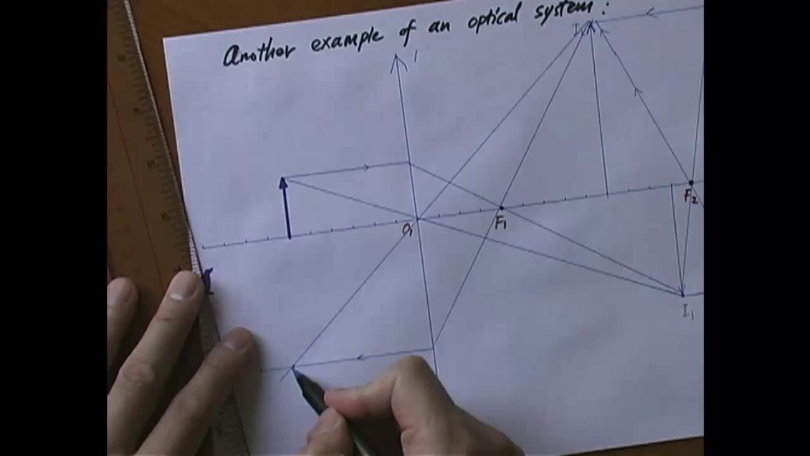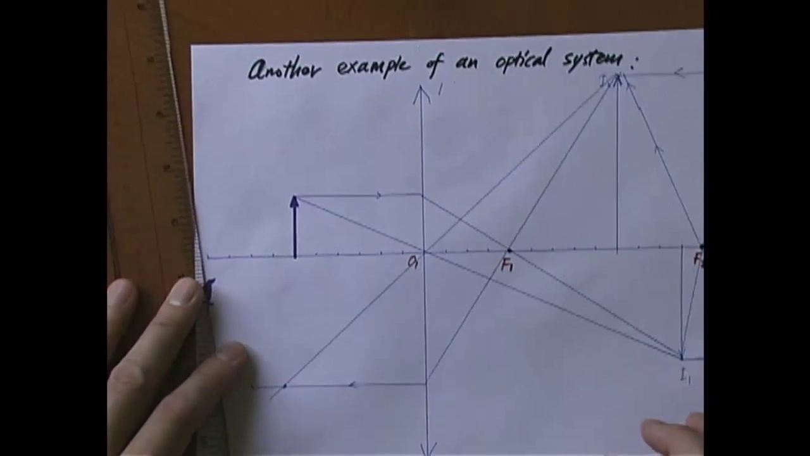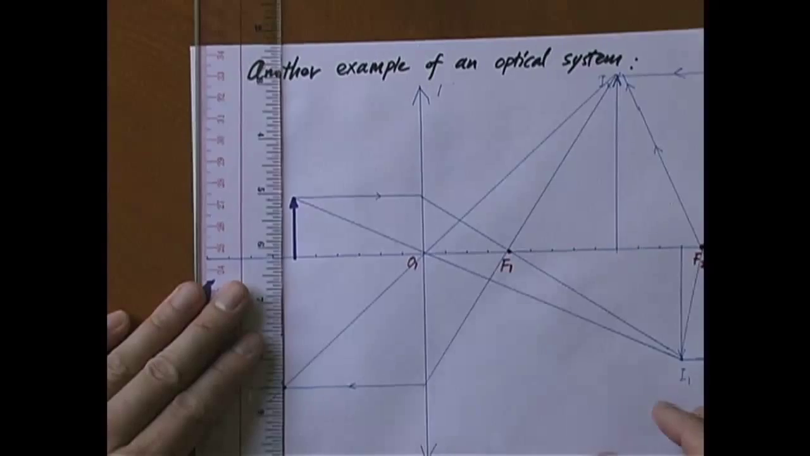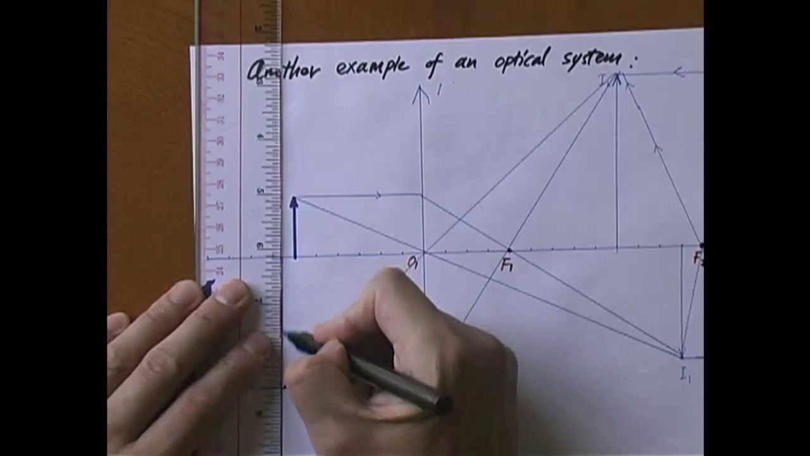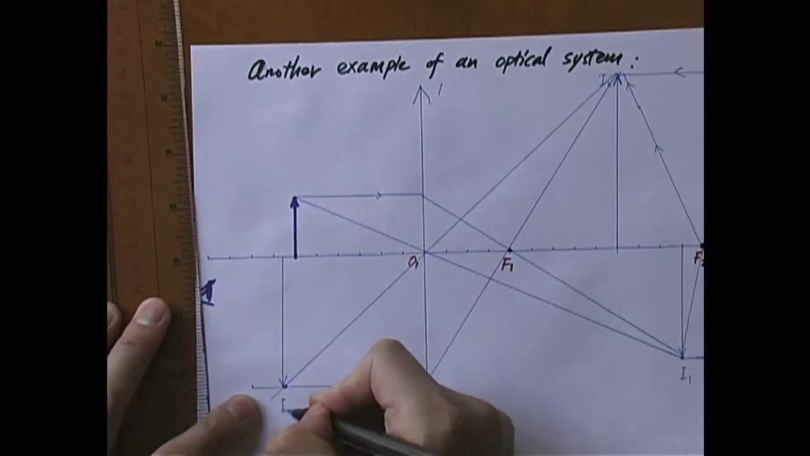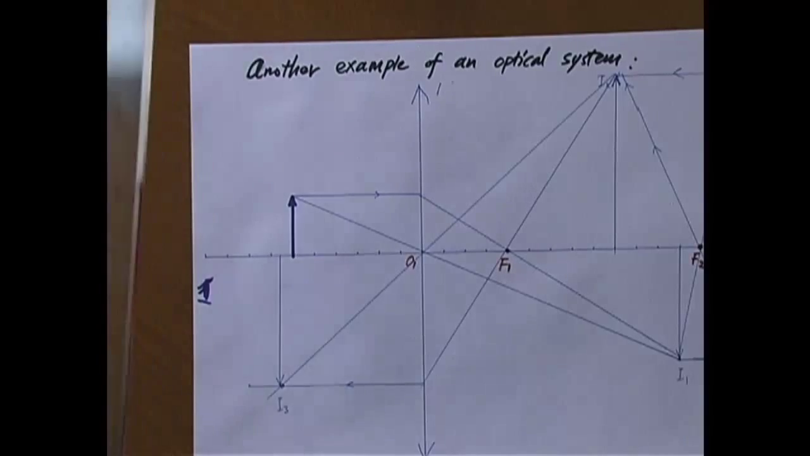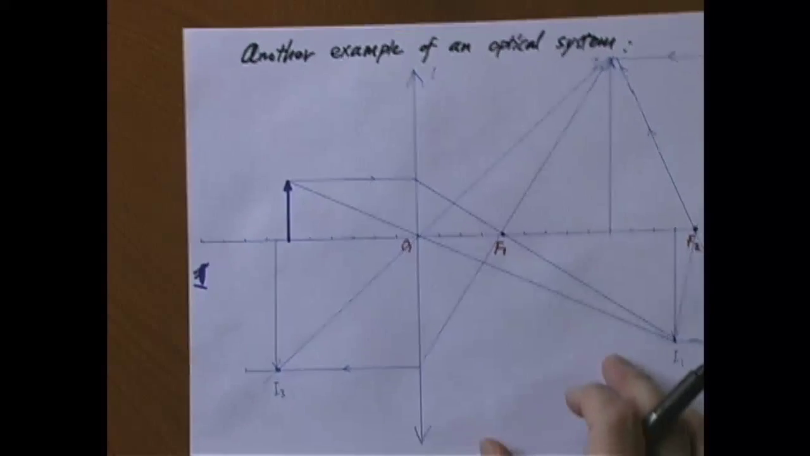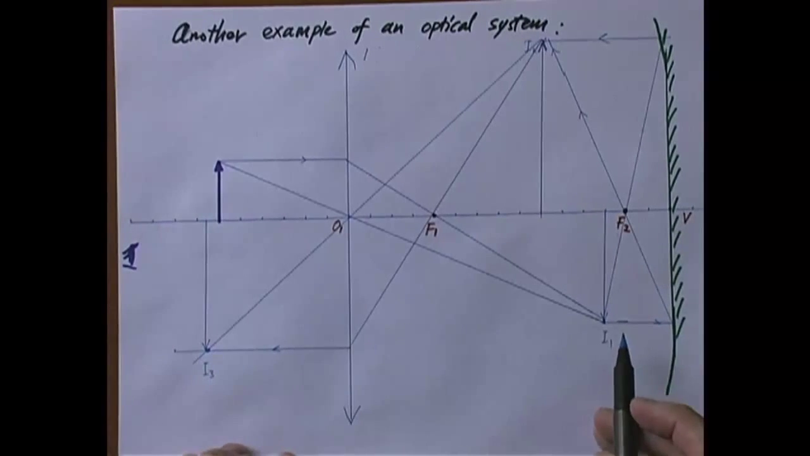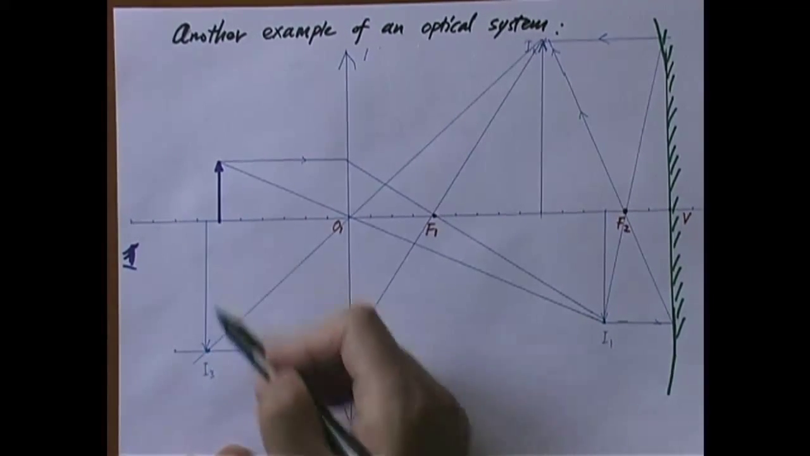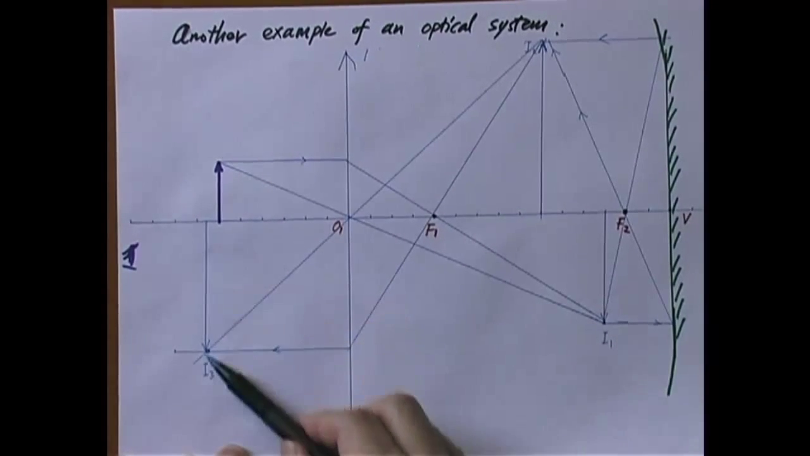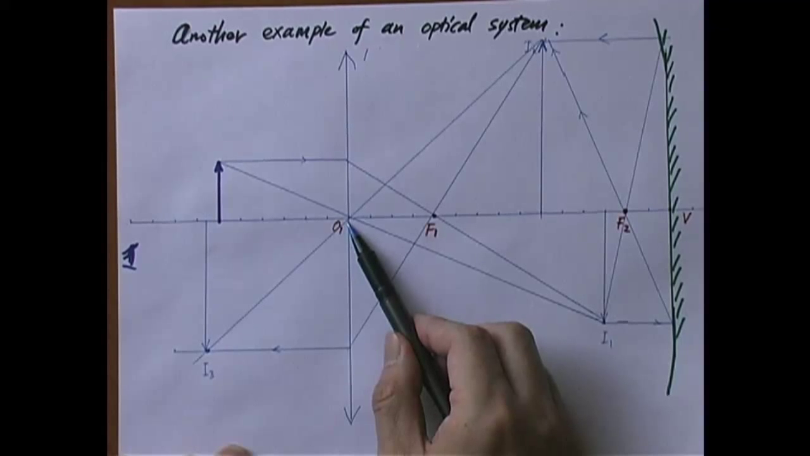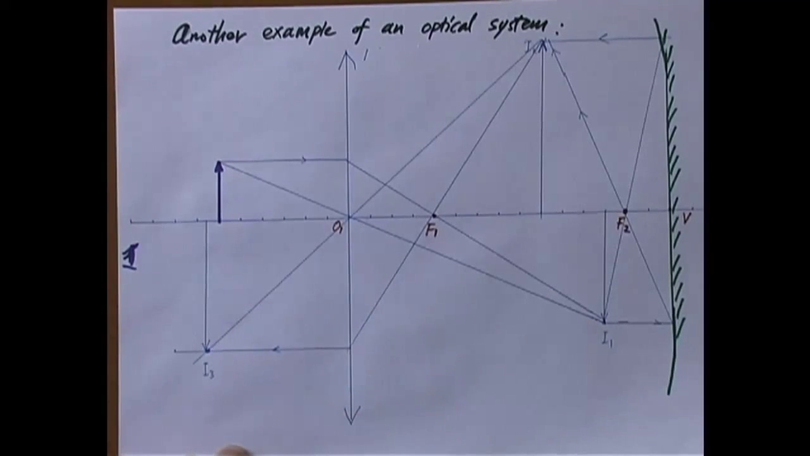Where is the location of the final image? It's somewhere here, and then it's going to be like this. This is I3. So this is our ray tracing result. You get a real, inverted image at a distance of 1, 2, 3, 4, 5, 6, about 7 centimeters away from O1. Real, inverted, enlarged, at about 7 centimeters away.